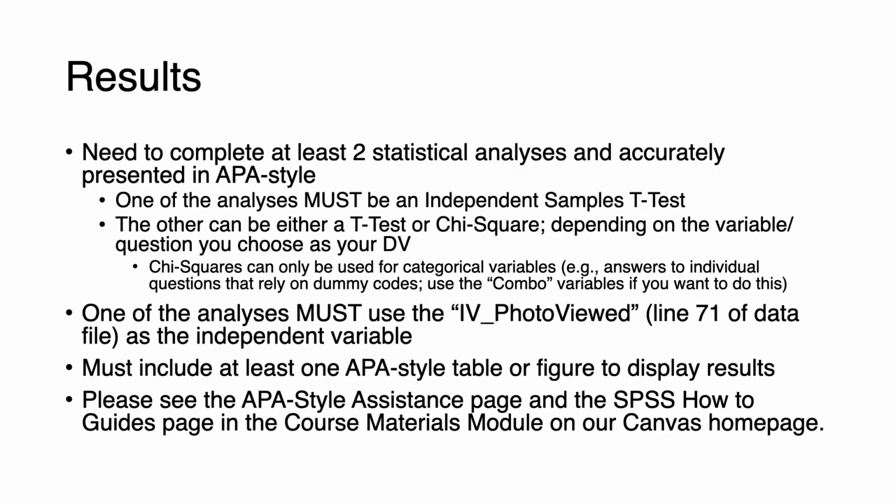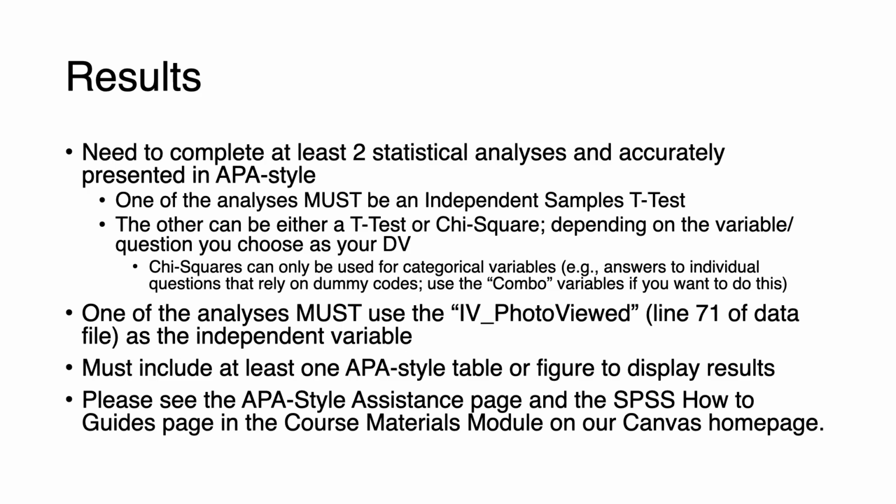How it works is your independent variable can only have two groups. So one of your analyses must use the line 71 variable of IV photo viewed from the data file. This is the independent variable. This is basically a survey block question, so it shows whether or not they saw the picture with the tattoos or if they were in the control group and saw the picture with no tattoos.